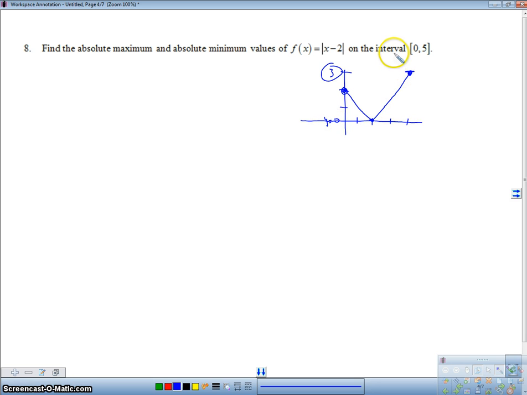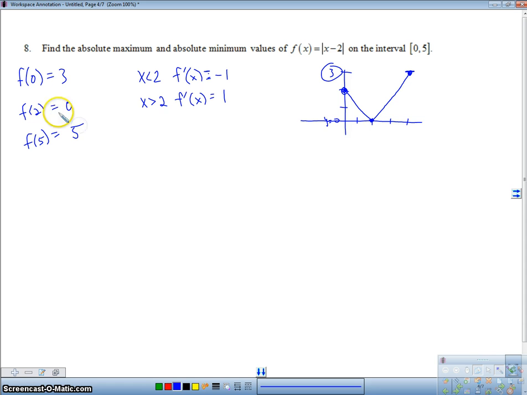So how would we figure that out? If we took the derivative of this, notice we have an absolute value. So when x is less than 2, the derivative is equal to negative 1, and when x is greater than 2, the derivative is positive 1. We see the slopes here anyway. So we're going to use 2 as our critical number, because that's where it changes slope. I could do f of 0, f of 2, and f of 5. When we do that out, we get 3, 0, and 5. So we see clearly that 0 is the absolute min, and this right here, 5, is our absolute max.